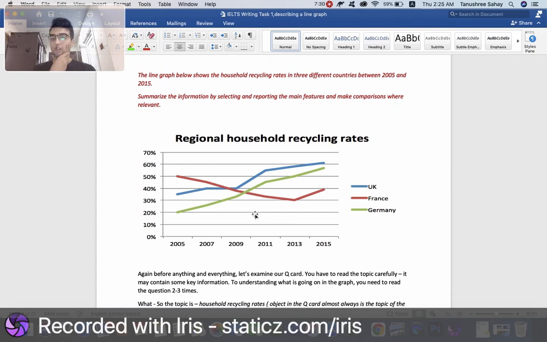The line graph below shows, and the second one is obviously the verb as usual, and you can paraphrase the verb as much as you can. You know many options and alternatives for the verbs that you can use as the verb of the sentence in Task 1 IELTS. So instead of shows, you can use represents, you can use depicts, all kinds of other alternatives or synonyms.